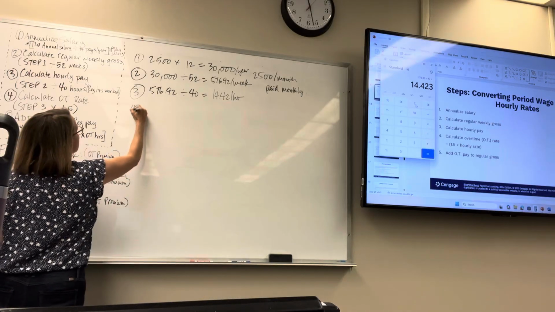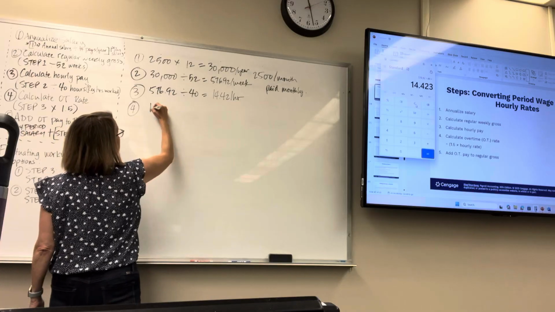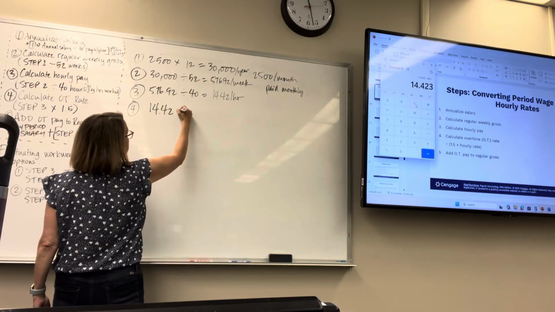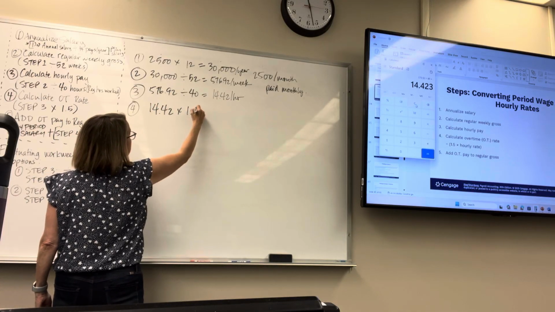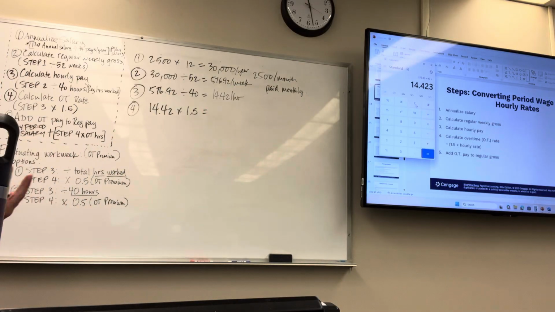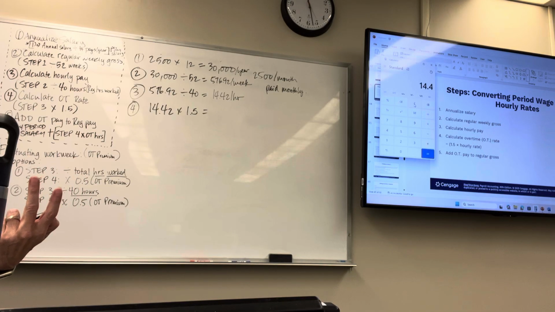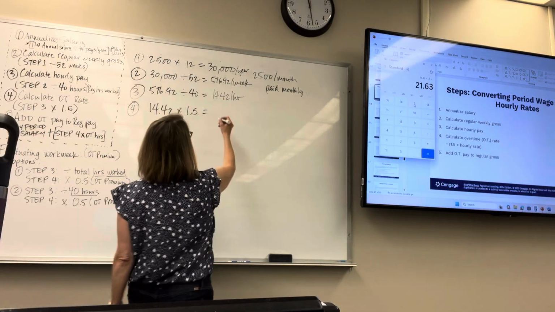Step 4. Now we're going to figure out what their overtime rate is. We're just going to multiply that by 1.5. So we're using the common method of overtime here. $21.63.